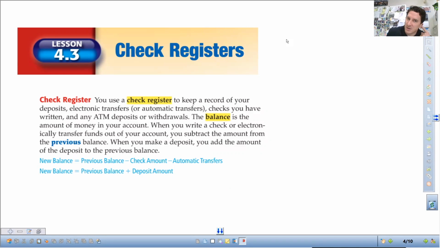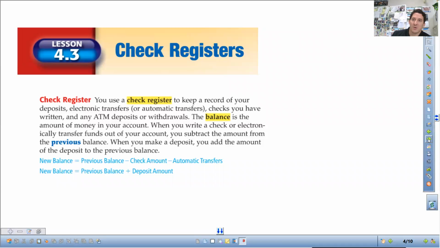Starting with check register. A check register is something you use to keep record of your deposits and withdrawals from your bank account. So deposits are money going into your account, withdrawals are money you're taking out. The balance in your bank account, that's how much money is in there. One more thing, deposits, since it's money going in, you add that to the balance. Withdrawals, that's money coming out, you subtract that from the balance.